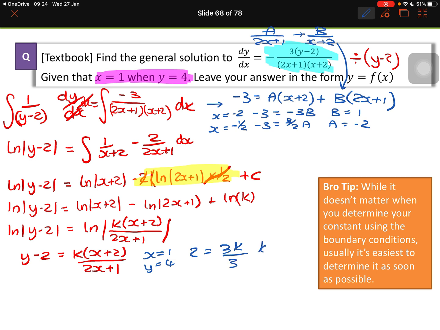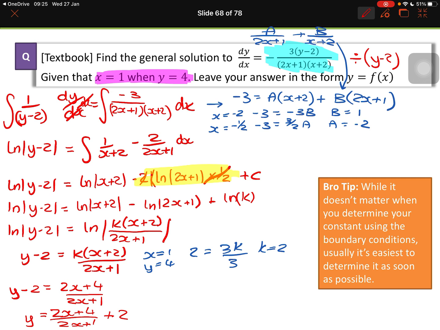Therefore, k must equal 2. So we can sub this back in. So we have y minus 2 equals, subbing that into the top, gives me 2x plus 4 over 2x plus 1. I can just manoeuvre that across, and we can manipulate it around, and we can have y equals 2x plus 2. Sorry, 2x plus 4 over 2x plus 1.